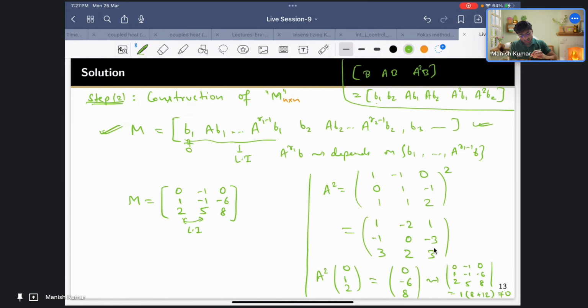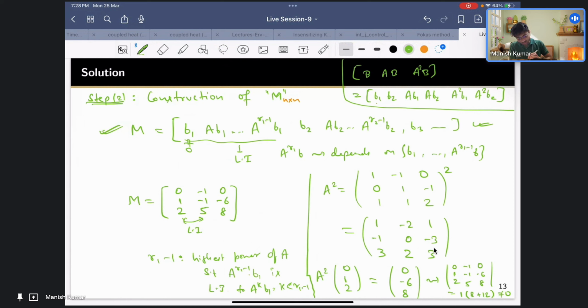Okay, so first thing is, suppose over here, what is my R1? R1 is the highest power, so R1 minus 1 is the highest power of A such that A raised to that power, A^(R1-1) times B1, is linearly independent of A^K B1, where K is less than R1 minus 1. So this is the definition, right? This is how R1 is defined, right?